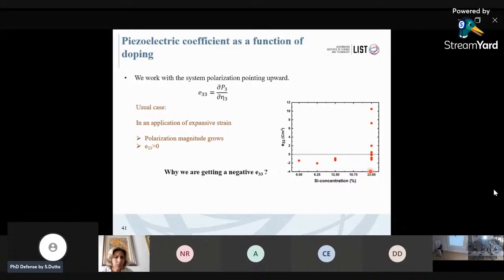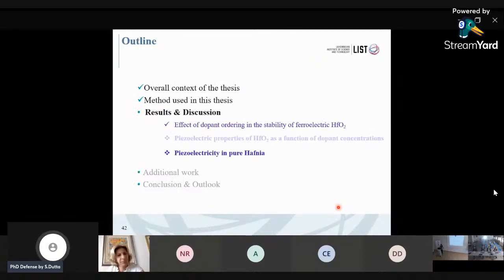In the usual case, for example in perovskites, when you apply vertical stretching to your cell, you expect your polarization to grow, and thus your e33 is positive. But here, this negative sign of e33 suggests the opposite. So we asked ourselves, before understanding the piezoelectric coefficient as a function of doping, do we understand what is happening in the pure system, and why it is negative there? So I changed my approach and went to study the piezoelectricity in the pure material.